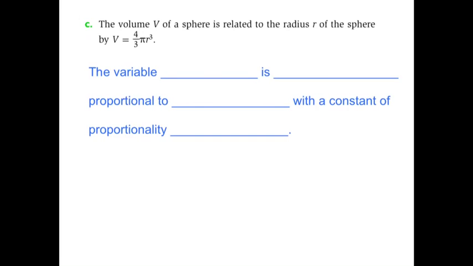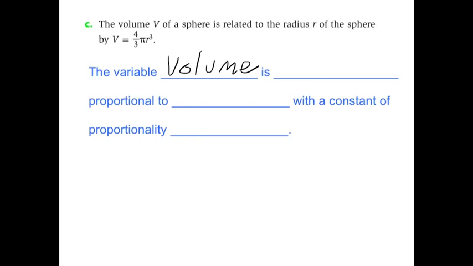Part C. The volume of a sphere is related to the radius r of the sphere by V, volume, equals 4/3 pi times the radius cubed. So in this case, the variable volume, is it inverse or direct? Well, there is a fraction right there, I admit. But by the laws of multiplying fractions, that r cubed is in the numerator. So V is directly proportional to r cubed.